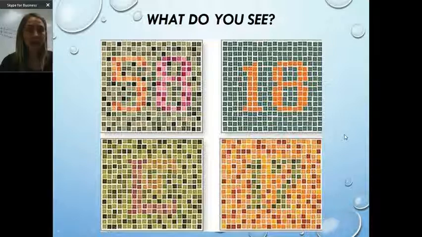So here's a little colorblind test. You can find tons of them online. And this is just what you see inside these boxes. The top left one is the number 58. Then the top right is the number 18. The bottom left is the letter E, or sometimes people only see an L because the portion that makes an L and then the portion that makes a capital E are in different colors. And then this bottom right one is the number 17.